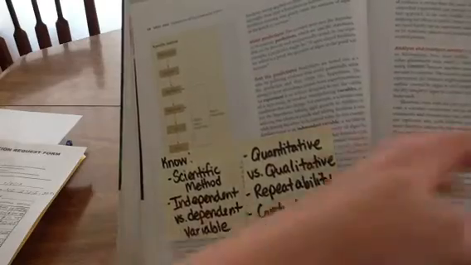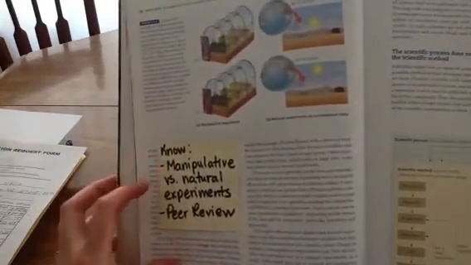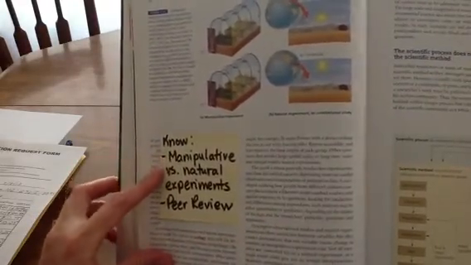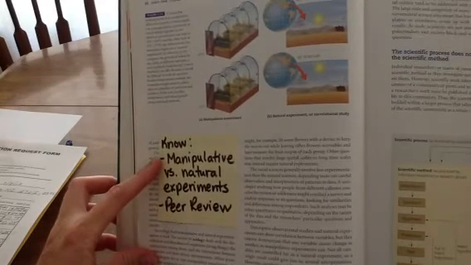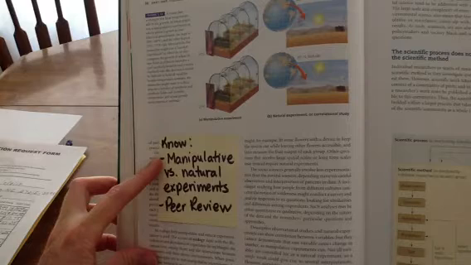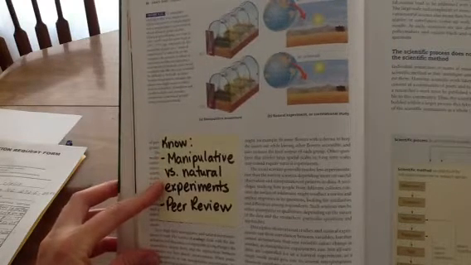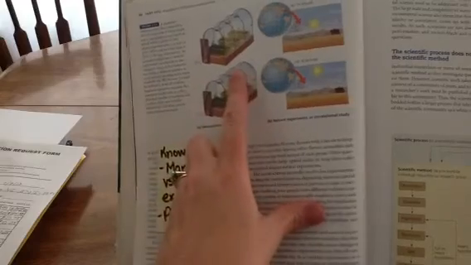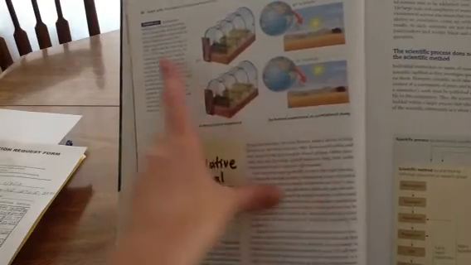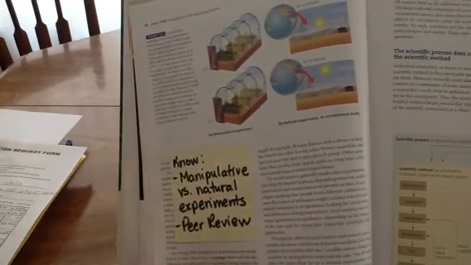Going on to page 16, make sure you know what a manipulative versus a natural experiment is. Manipulative are things like you did in chemistry class. Sometimes we do them in APES. A natural experiment is where you look at what's going on in the natural environment, and there's really good pictures and a caption here to explain those for you.